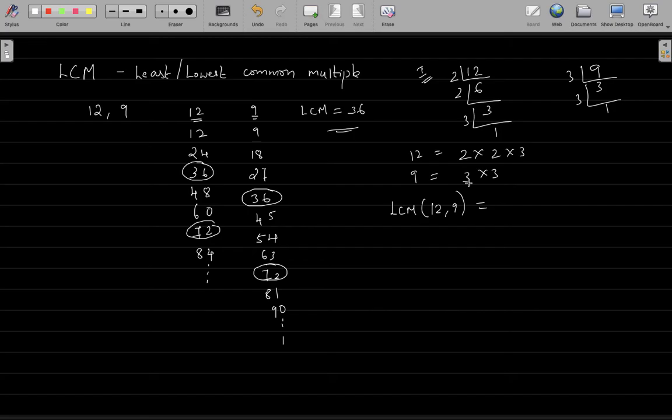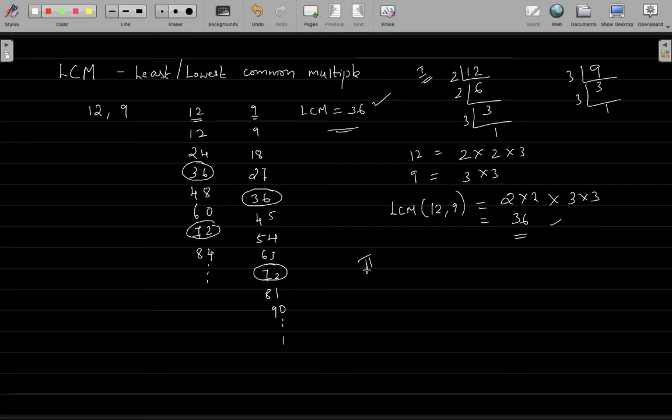2 is a prime factor, 3 is a prime factor. 2 is occurring maximum 2 times in this number. So 2 times 2 is the first set. 3 is also a prime factor, but 3 is occurring once here, 3 is occurring twice here. So we are going to count the maximum number of times it is occurring. So this must be 3 times 3. Now what is left out is just to find the product of this. That is 2 times 2 is 4, 4 times 9 is 36. So LCM of 12 and 9 is 36, which is the same thing that you have got.